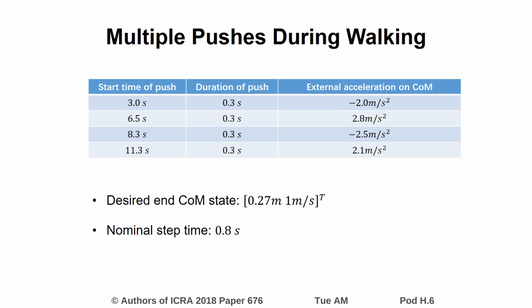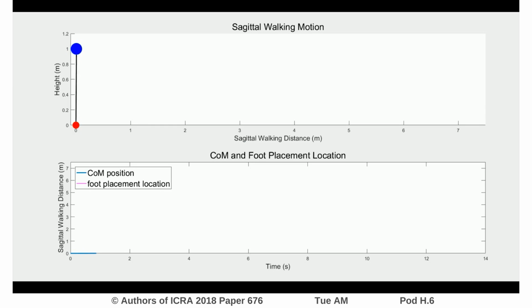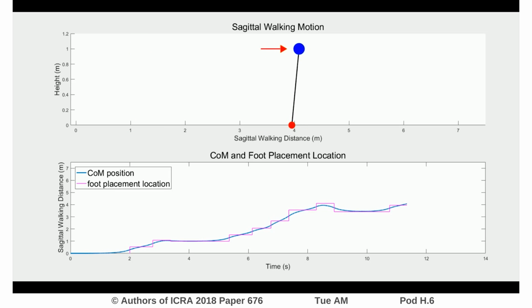In a final simulation, we perform multiple pushes from the front and back. We assume that the walking dynamics of the robot will behave like a linear inverted pendulum. At 3 seconds, an external push is active for 300 milliseconds. As a consequence, the robot takes a step backward in order to deal with the backward push. Here we can see that the robot takes a step back to resist the backward push. It takes a large step forward when it gets pushed forward.